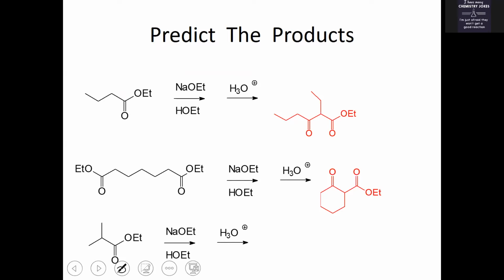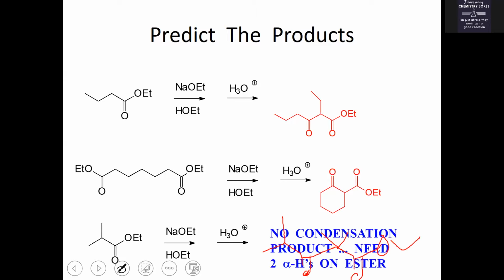And in that last one, do we get this product? No, you don't get that product because there's not 2 alpha hydrogens. Students find this problematic sometimes because you can draw a very reasonable looking product of that bottom example, but the Claisen is a reversible reaction, and unless you have that last acid-base step to make it irreversible, you're going to get no condensation product overall.